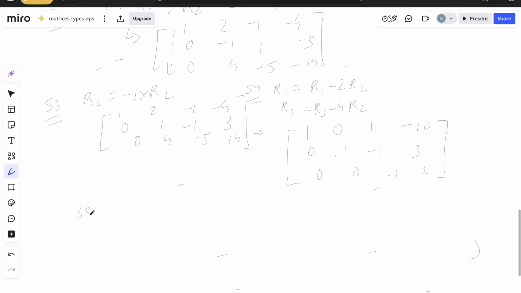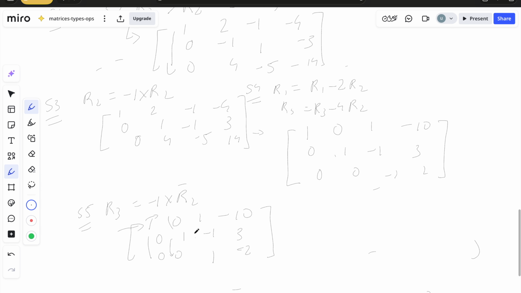Now for the next transformation, not the last, second last probably, I guess. So let's try that. Step 5, again R3 equals minus 1 into R3, which will give 1, 0, 1, minus 10, 0, 1, minus 1, 3, and 0, 0, 1, minus 2. Let me remove this. Right, we are back here. Now you can see this matrix. This is a non-zero row and the leading element is 1. Below this are zeros. This is again the leading element 1. Above and below are zeros.